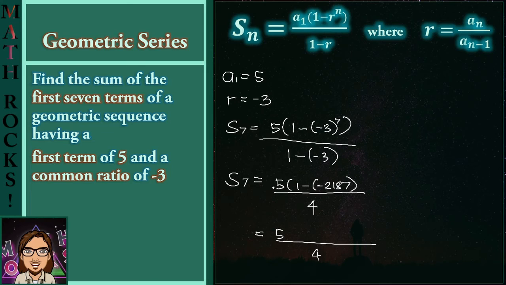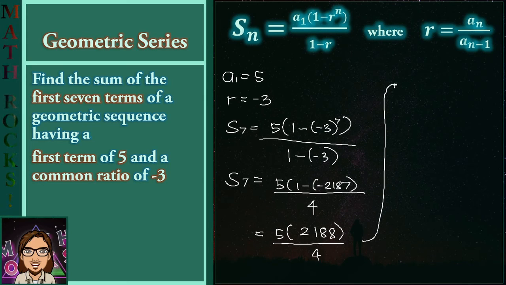So since we cannot divide 5 by 4, let us start dealing with the expression inside the parentheses. So we have 1 minus -2,187, which happens to be +2,188. And now to continue, let us write the solution here. So this one is actually divisible by 4. So we can apply the cancellation method for this.